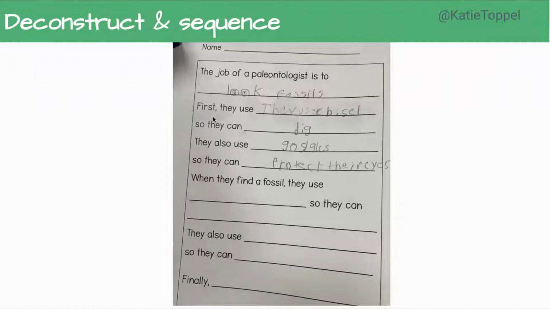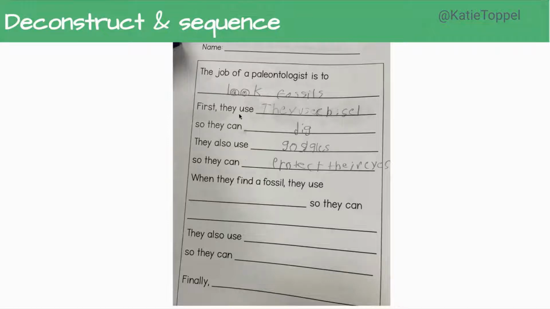She deconstructed and sequenced the kind of writing she wanted students to produce about paleontologists. First, she has to say what's the job of a paleontologist. And the next part, she said, okay, I want students to talk about the different tools that they are using. First, they can use a chisel so they can dig. They can also use goggles so that they can protect their eyes. When they find a fossil, they use blank so they can.